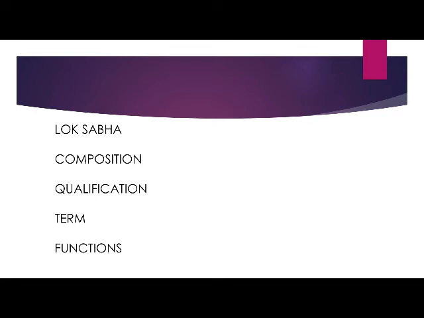Karnataka has 28 seats. Under Article 334 of the Indian Constitution, the Lok Sabha seats are reserved for scheduled castes, that is 79, and scheduled tribes, 41. So with this structure, the Lok Sabha is functioning by giving representation to the various states.